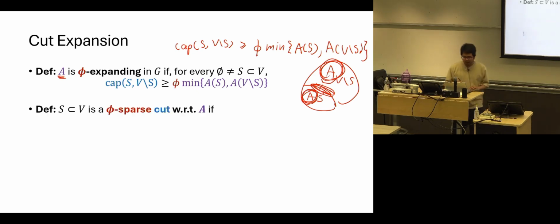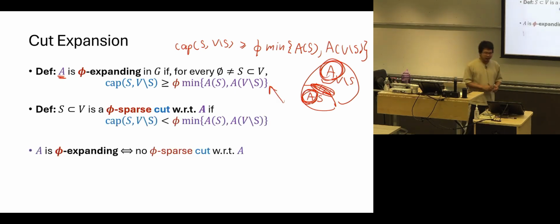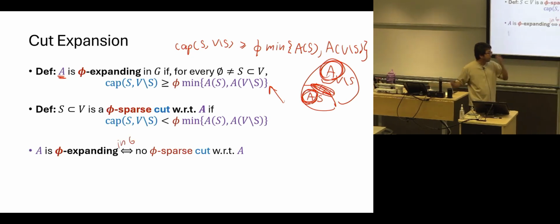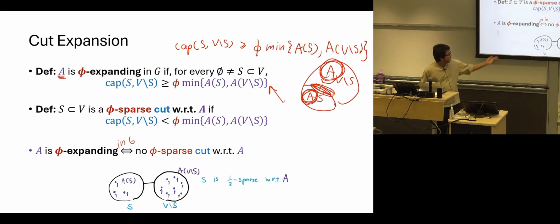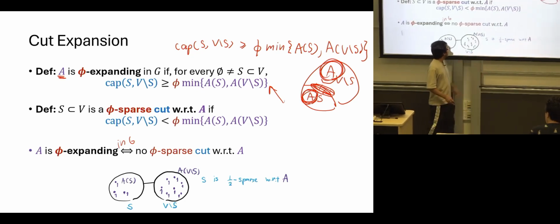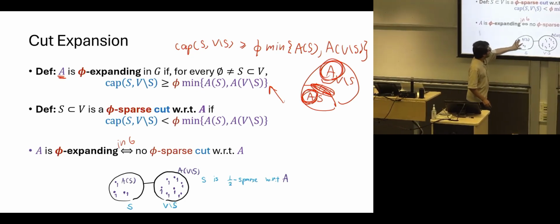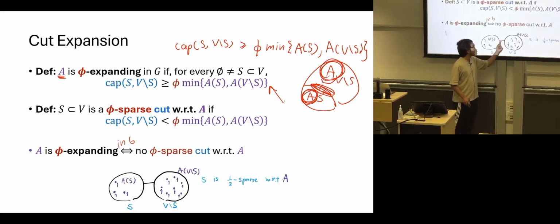And the cut that doesn't satisfy this, we call it a phi-sparse cut. So A is expanding in G if there is no sparse cut with respect to A in G. And that's the example of 1/2 sparse, because the mass of A is 3 here, more than 3 here, but the capacity here is just 1.